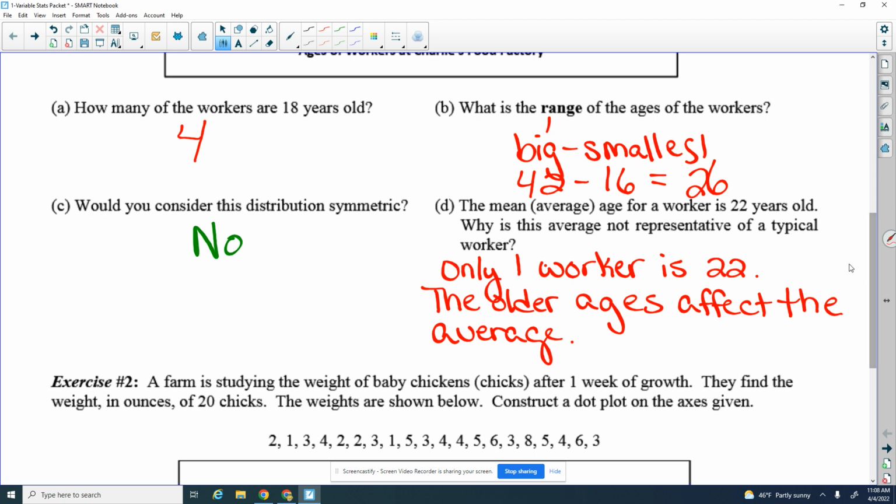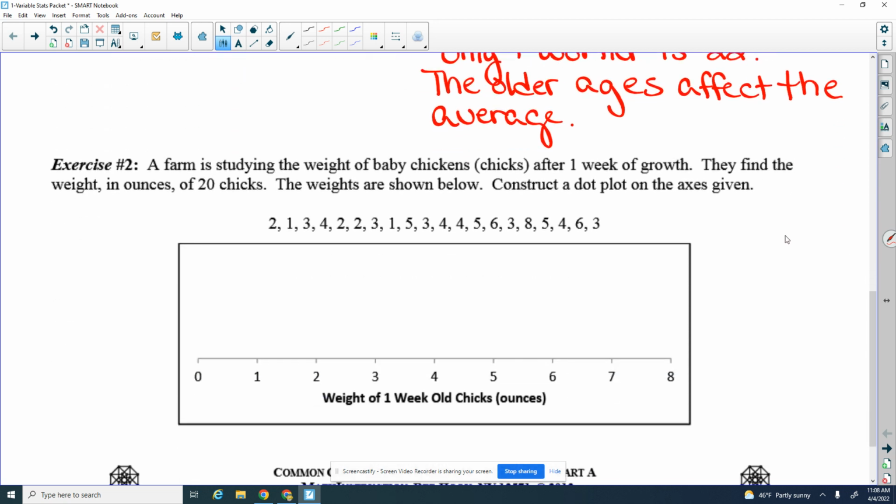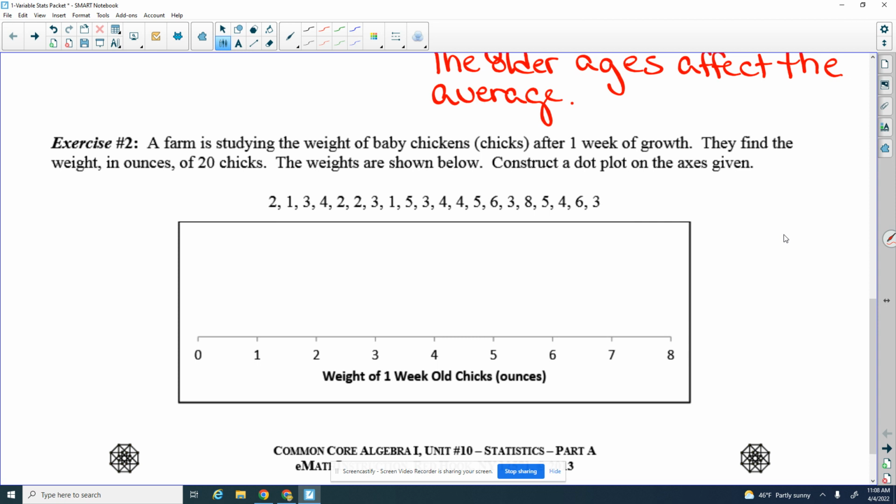Okay, now exercise 2. We have a farm and it's studying the weight of baby chickens after 1 week of growth. They find the weight in ounces of 20 chicks and the weights are shown below. Construct a dot plot. For this, you just have to be careful. You take each number. So I have a 2, I'm going to put a dot by the 2. And I just kind of cross off or do a check mark as I go.